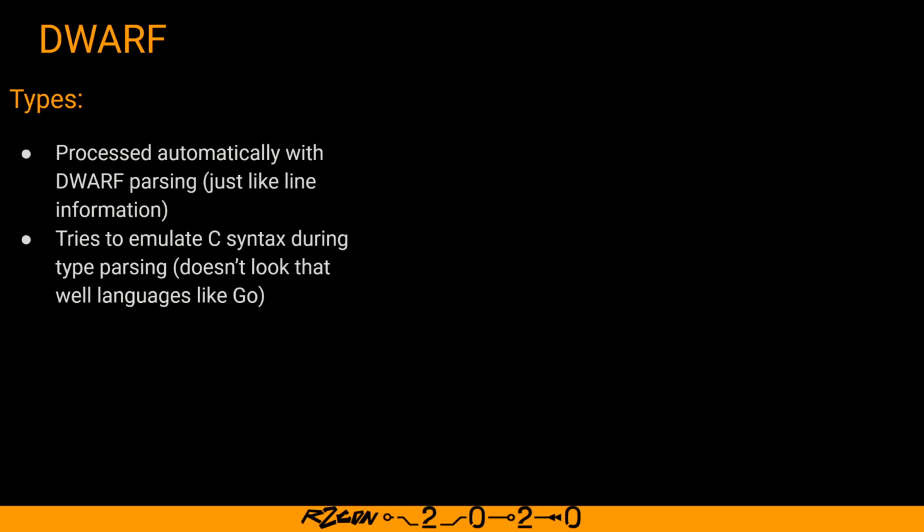This type information is processed after the DWARF is parsed, so by default it happens automatically when you open the binary with DWARF information. I've tried to emulate the C syntax as much as I could when doing the parsing, which doesn't do justice to different languages like Go, for example.